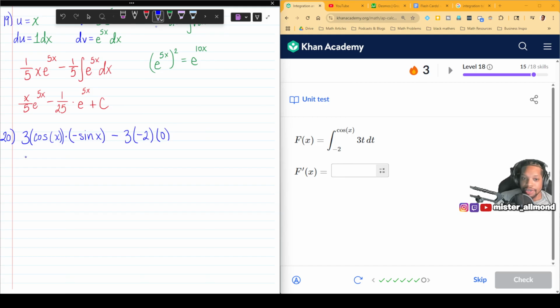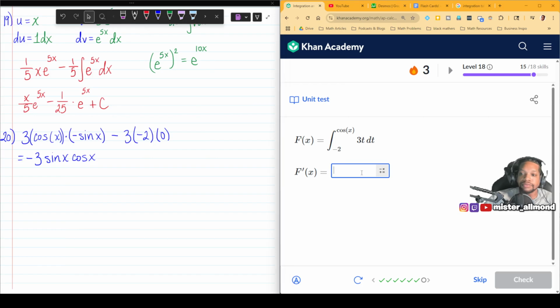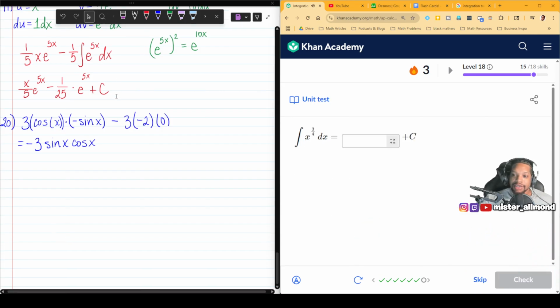So that right there is my final answer. Fundamental theorem of calculus. I'm going to say -3 sine of x cosine of x as my final answer. That should be correct. All right, let's see. -3 sine of x cosine of x. These only worry me because I hope I type it in right. But I should be good. Thumbs up. Let's go.